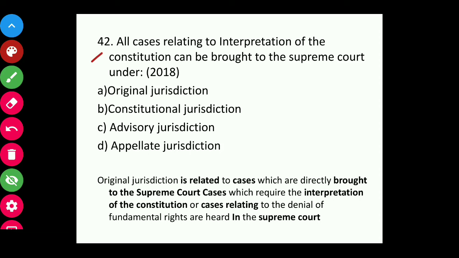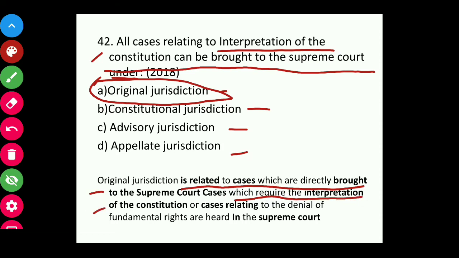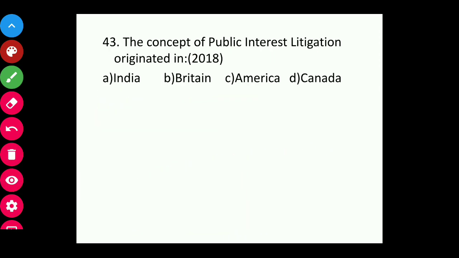42. All cases relating to interpretation of the Constitution can be brought to the Supreme Court under A. Original jurisdiction, B. Constitutional jurisdiction, C. Advisory jurisdiction, D. Appellate jurisdiction. So the answer is A. Original jurisdiction is related to cases which are directly brought to the Supreme Court. Cases which require the interpretation of the Constitution or cases relating to denial of fundamental rights are heard in the Supreme Court.